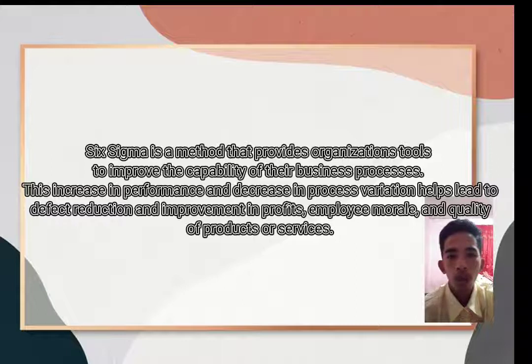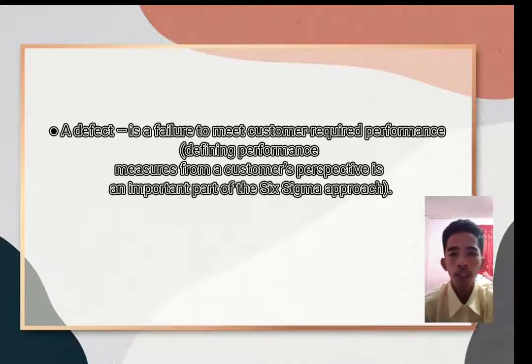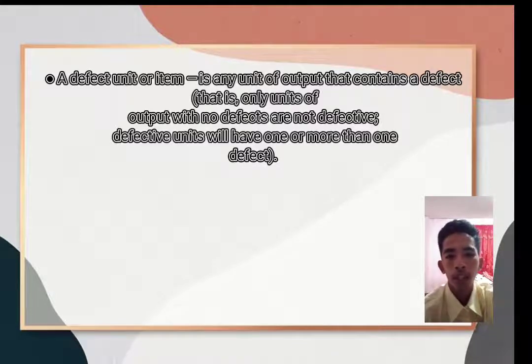The Six Sigma approach uses a number of related measures to assess the performance of operations processes. A defect is a failure to meet customer required performance. Defect measured from the customer's perspective is an important part of the Six Sigma approach. A defective unit or item is any unit of output that contains a defect.